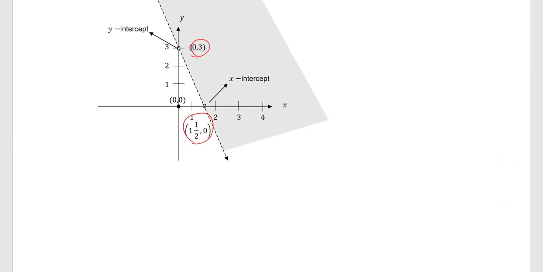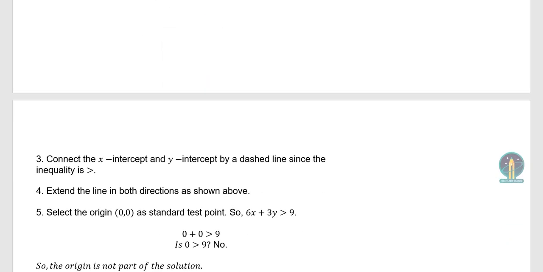Obviously, we connect the intercepts and create the dashed line. After that, we select a test point, and again, that being the origin because it's simplest. So then 6x plus 3y is greater than 9. This is our inequality. Plug in the origin coordinates, 0 and 0. So 0 plus 0 is 0.